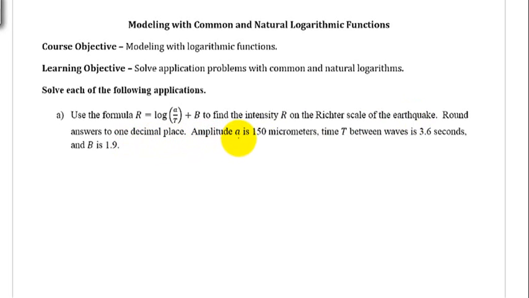They give us the amplitude A is 150 micrometers, T, time between waves, is 3.6 seconds, and B is 1.9. So we're going to plug our values in. A was 150, and T is 3.6, and then B is 1.9. So we have to compute log of 150 divided by 3.6 plus 1.9.